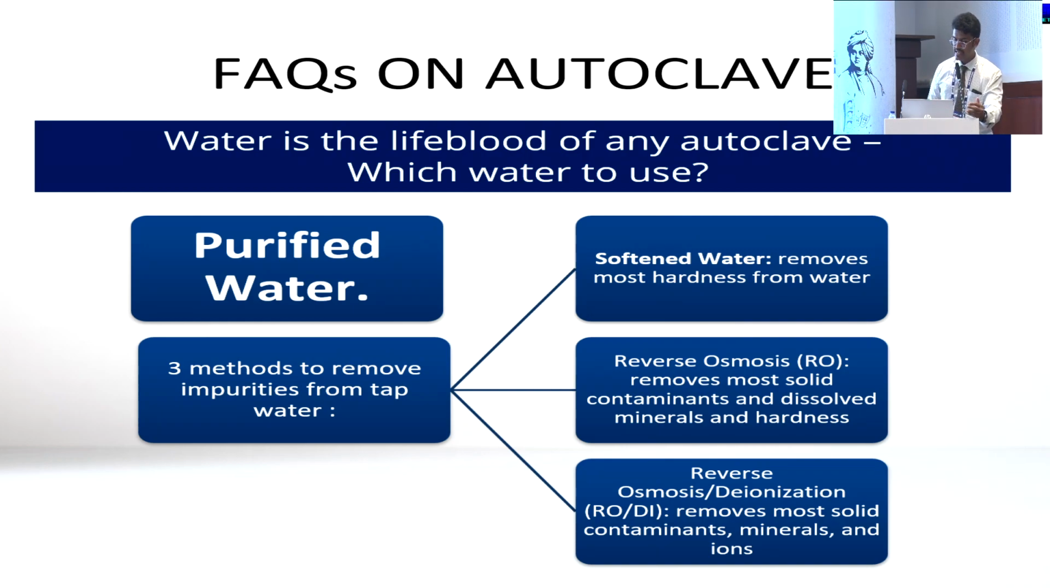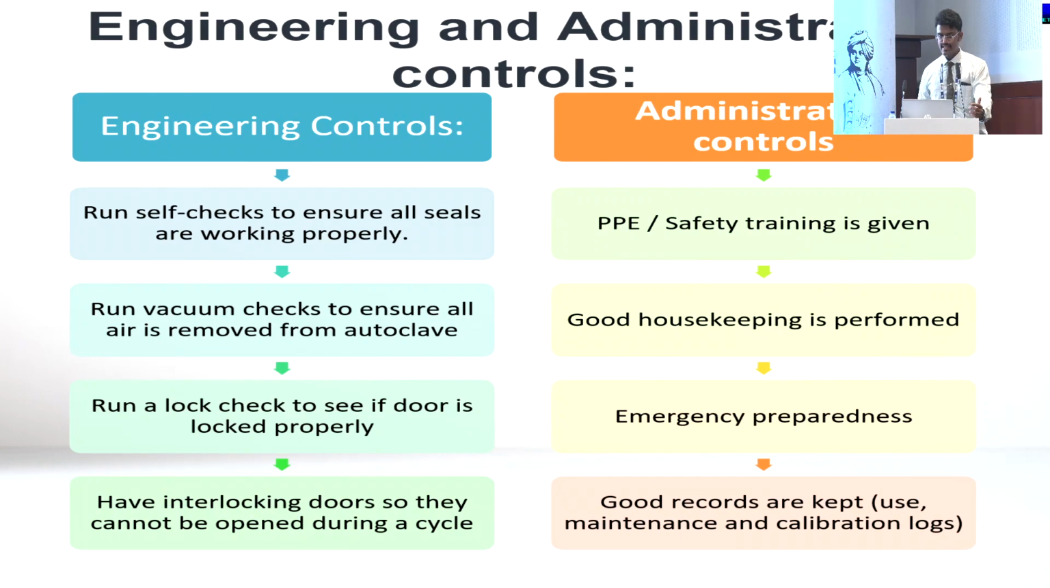So these are different types of water sources that your autoclave may demand in order for it to function properly. Next are two important aspects of this autoclave we need to know: the engineering controls and the administrative controls. Remember that engineering controls is how to operate it on a routine basis, whereas the administrative controls is more about the emergency preparedness.